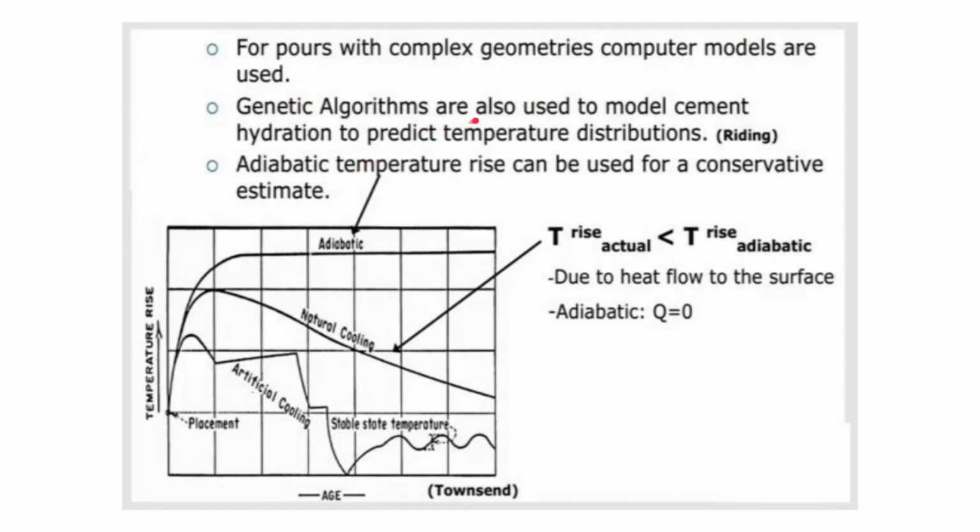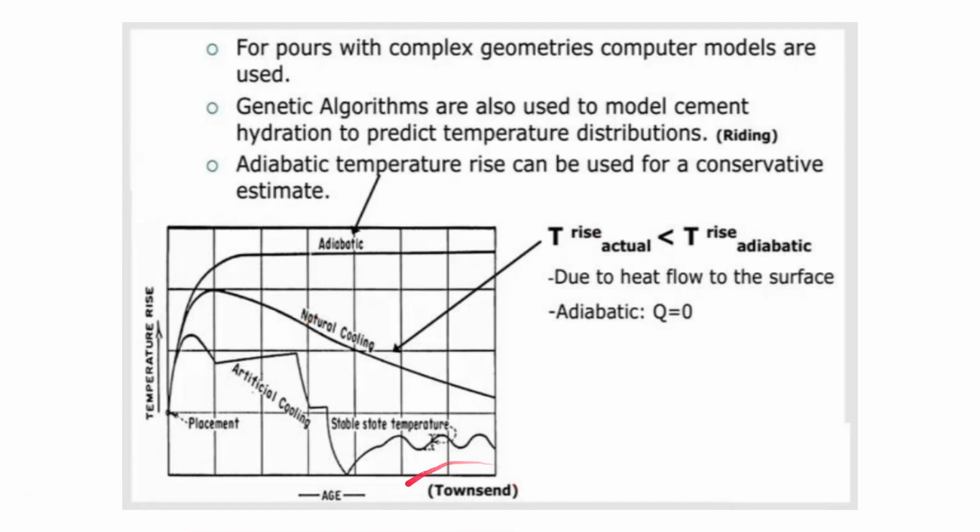Genetic algorithms are also used to model cement hydration to predict temperature distributions. Adiabatic temperature rise, as you can see here, can be used for a conservative estimate, because it is pessimistic. It is much higher than the actual case. But if we take it as a factor of safety, we can have a proper design which is conservative.